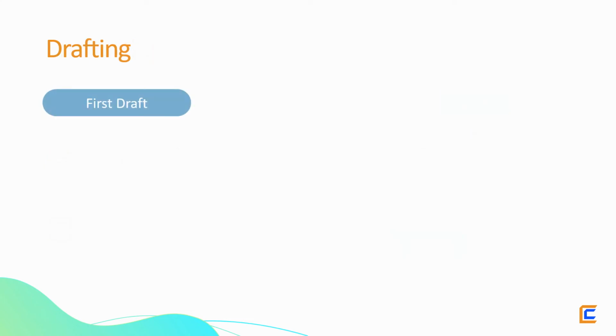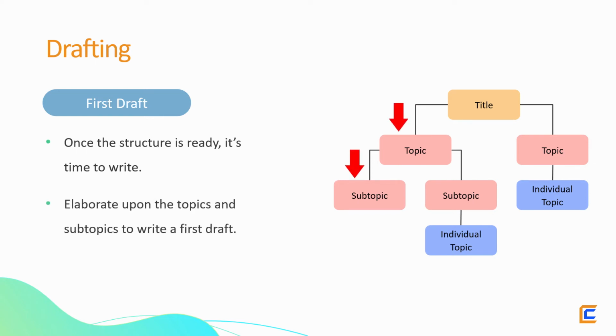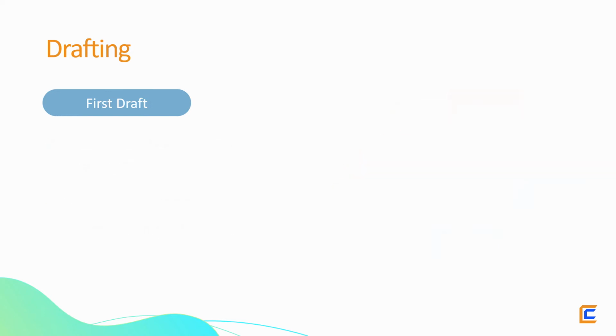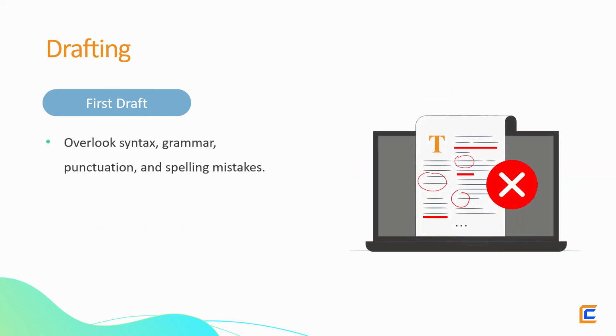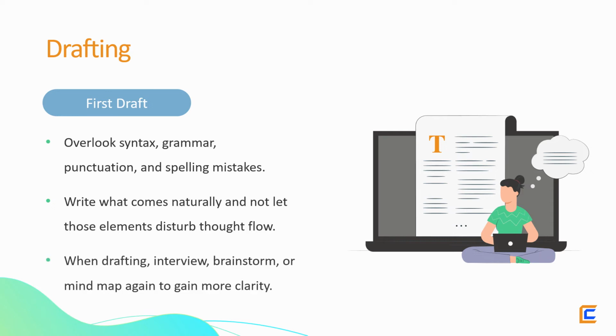First draft. Now that you have a structure, it's time to write. Elaborate upon your topics and subtopics to write a first draft. In this stage, you can overlook syntax, grammar, punctuation, and spelling mistakes. The goal is to write what comes naturally, and not let those elements disturb thought flow. When drafting, you may again need to interview, brainstorm, or mind map to gain more clarity.